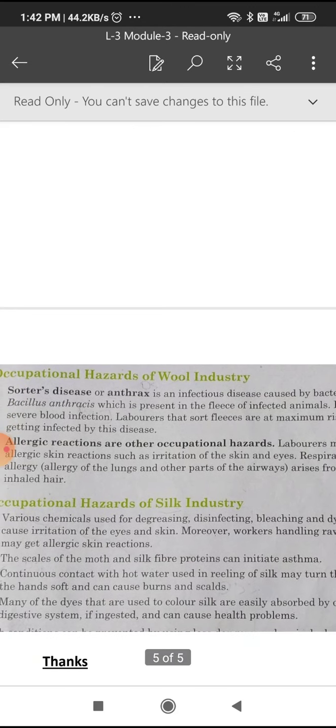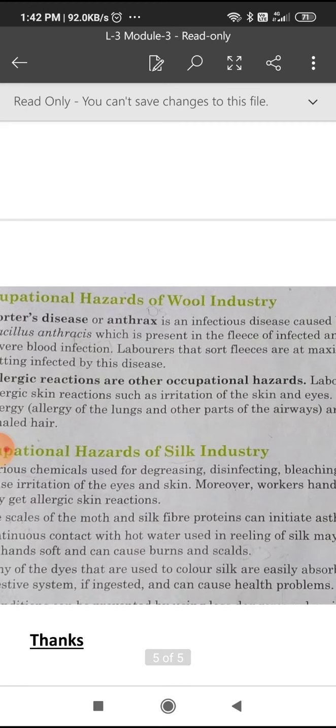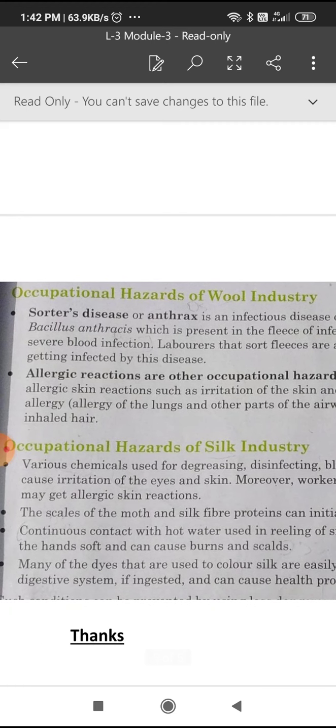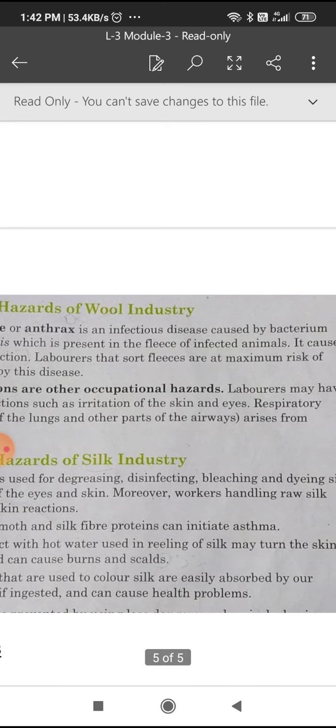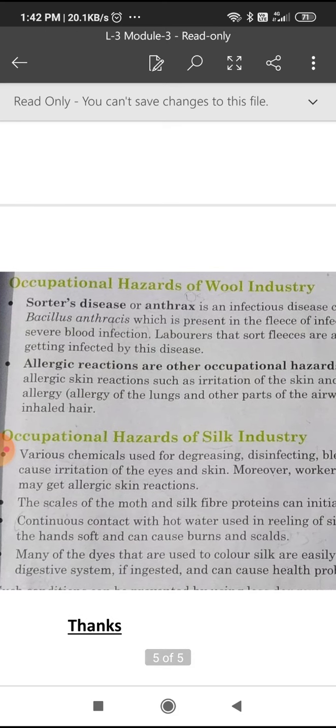First we'll discuss the occupational hazards of the wool industry. In the wool industry, the first disease is called Sorter's disease or anthrax. Anthrax is a disease caused by the bacterium Bacillus anthracis, which is present in the hairs of infected animals and causes severe blood infection. In the processing of wool, they cut the hairs of the sheep, which is called fleece. While cutting, because they are going outside, they are attacked by many germs and infections in dirty places. So they may get the bacteria, and that causes the disease called Sorter's disease or anthrax.